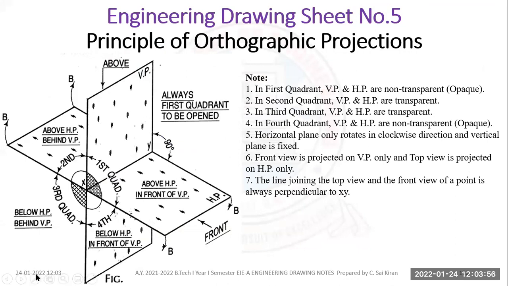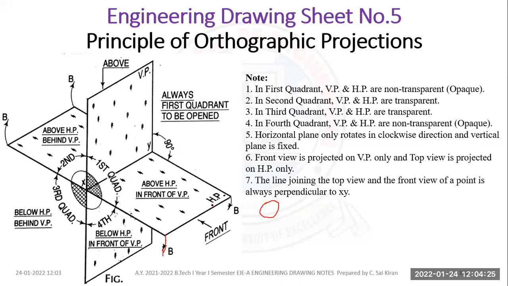In the second quadrant, the observer will be here. In order to see the object, both planes should be transparent: the vertical plane and this one will be transparent in order to see the object shape. In the third quadrant, both HP and VP are transparent in order to see the object. In the fourth quadrant, this is non-transparent and this is non-transparent.